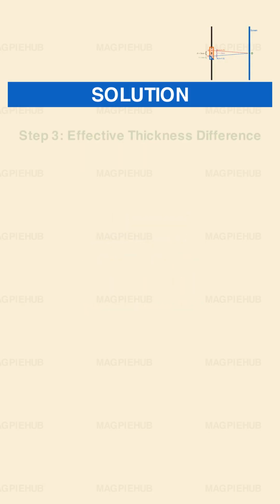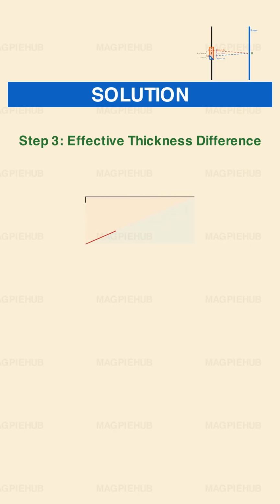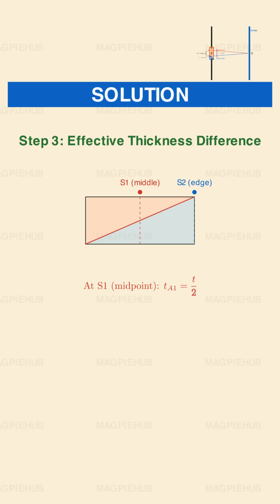Now the crucial step. The wedge slope covers a height L equals 1 millimeter. One slit is at the midpoint of this slant, and the other slit is at the edge. Since d equals 2 millimeters and L equals 1 millimeter, we need to figure out where exactly each slit falls relative to the wedge. Looking at the geometry, one slit sees thickness of A equal to T over 2, and the other slit sees thickness of A equal to 0, since it is at the end of the wedge. So the difference in A thickness between the two slits is T over 2.